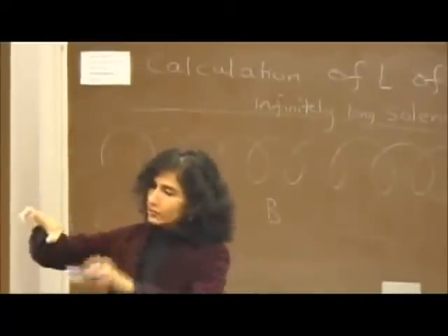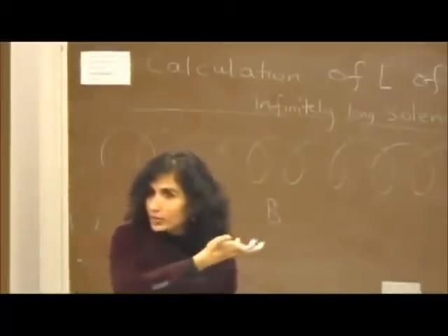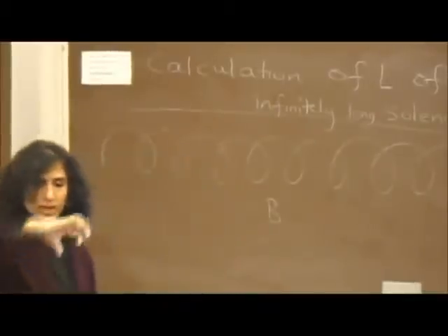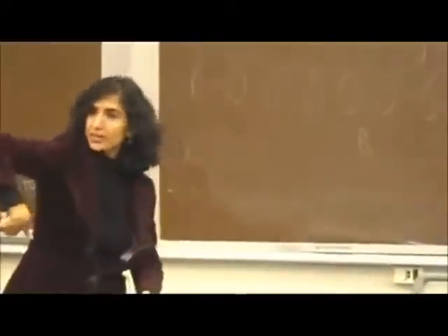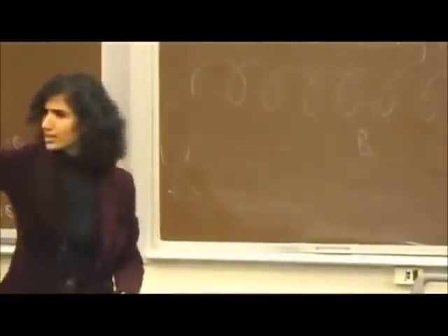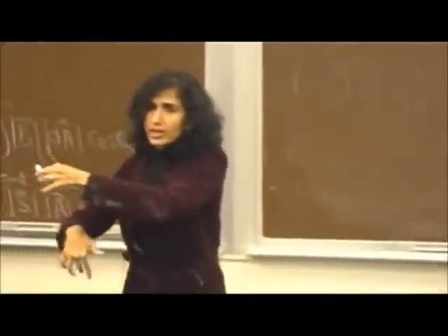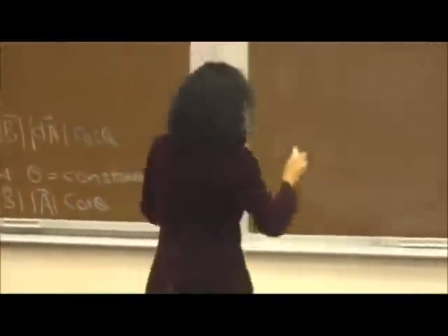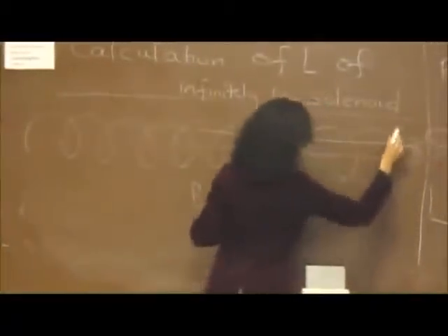If the current is flowing this way, then the magnetic field will be that way. If the current is flowing the other way, the magnetic field will be the other way, right? You can use your right hand rule to figure out which way the magnetic field should be. So the magnetic field due to this solenoid is either this way or the opposite, but it's definitely along the axis.